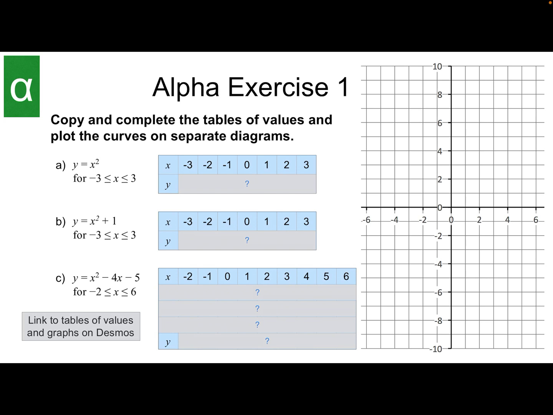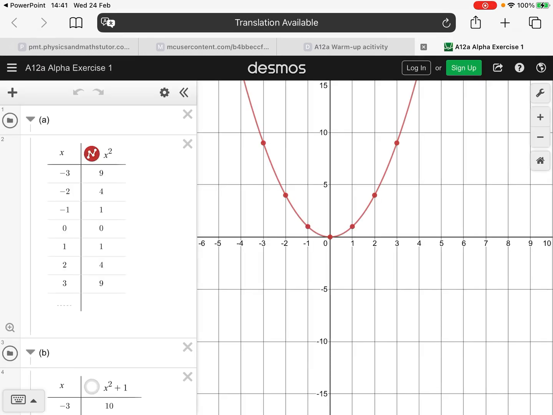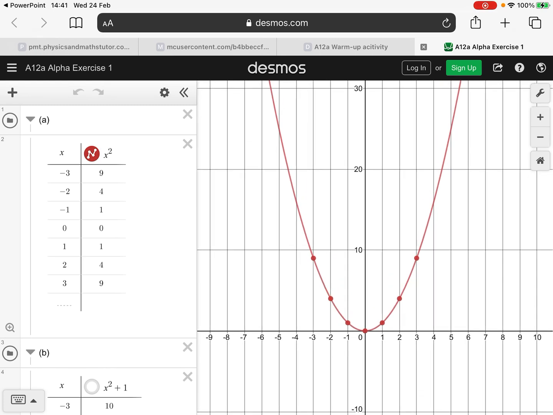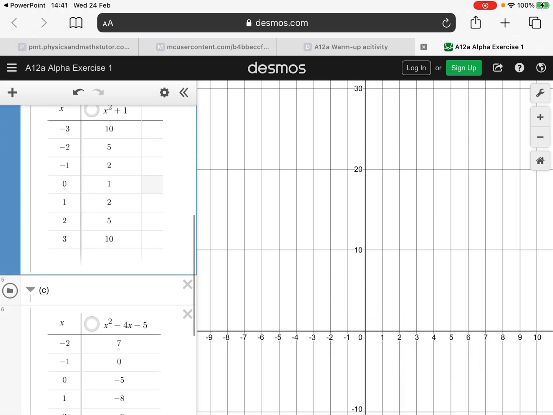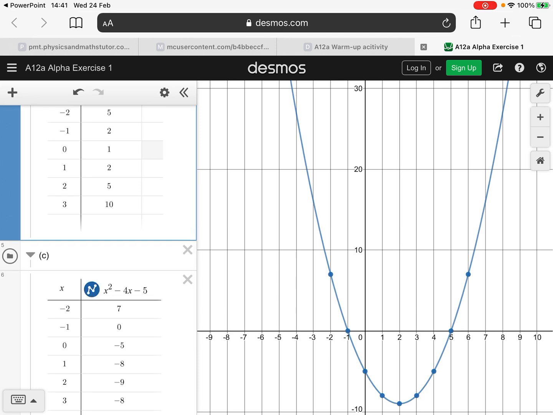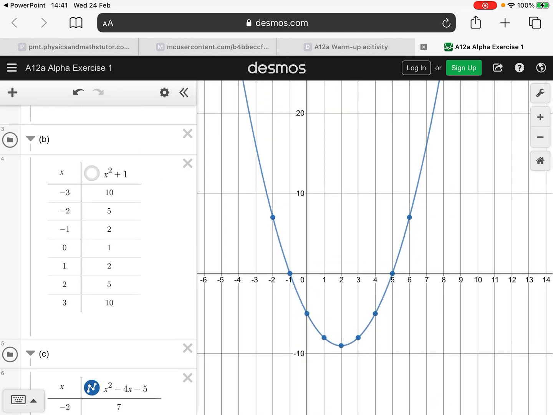Okay, so here's what should go in the tables. All right, and then this is what your graphs should look like. Okay, so there's the first one. It would look something like this. Okay, second one, something like that. And third one, something like that. Just check that it's going through all the right points. Okay, so I hope that makes sense.